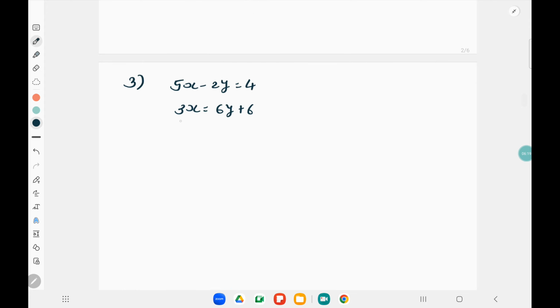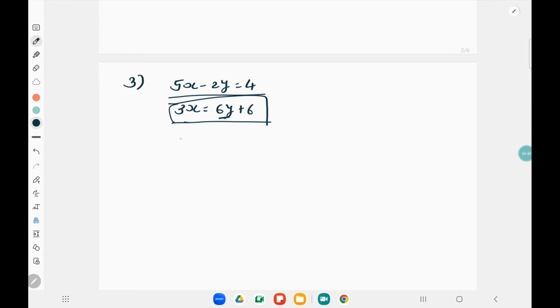So here the first equation is given like this. The second equation looks a little different: 3x equals 6y plus 6. So this is not arranged the way we need it, so we rearrange that equation first. We move the y to the left side.